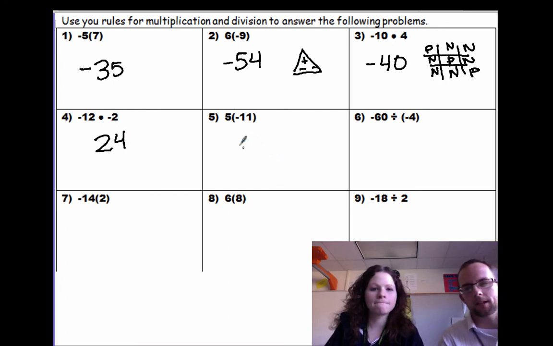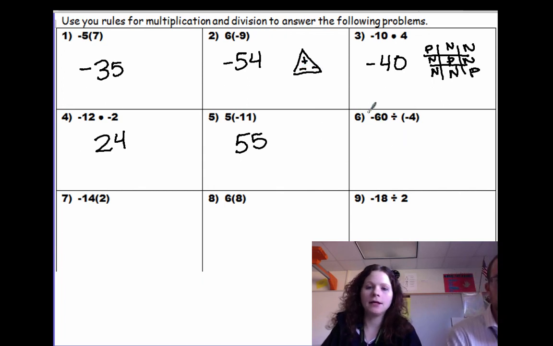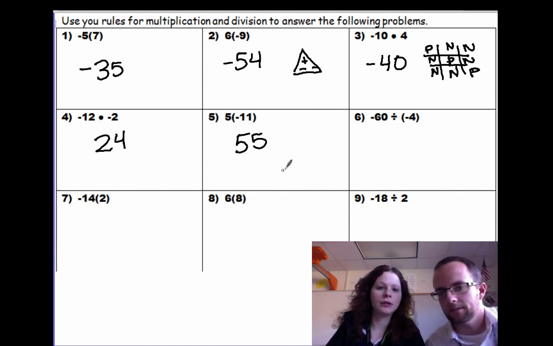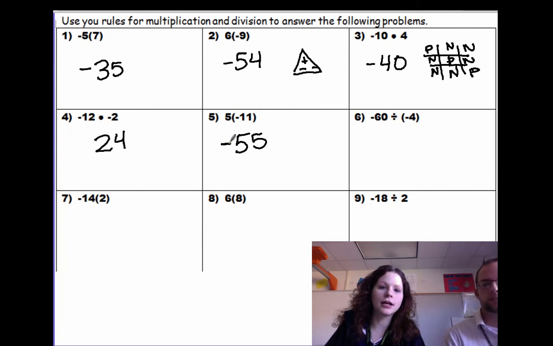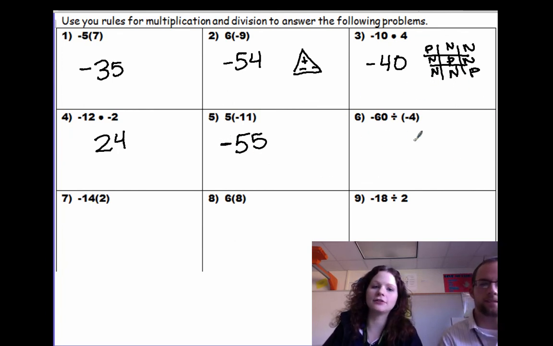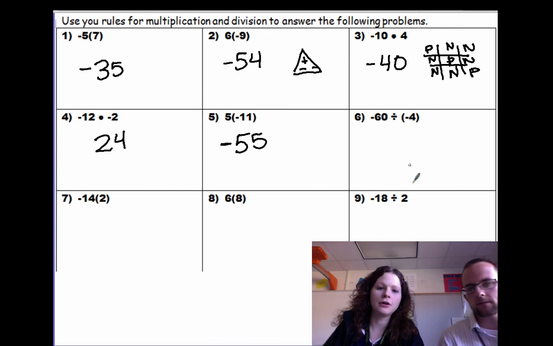5 times 11 is 55. And I got a positive times a negative, so I'm going to get a negative answer. Awesome. You're forgetting something, Miss Farrell. Go ahead and put that negative sign in there. Sorry. I got too excited to do the last one so that they can do the rest of them on their own.